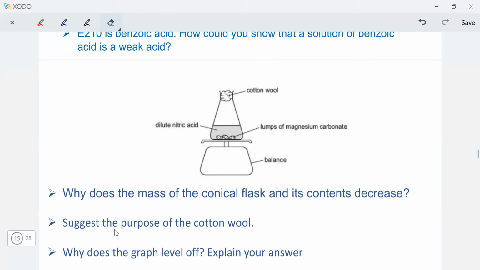If this is one question, purpose of cotton wool, you have to mention two things. It allows gas to escape. At the same time, it prevents the splash and loss of the acid.